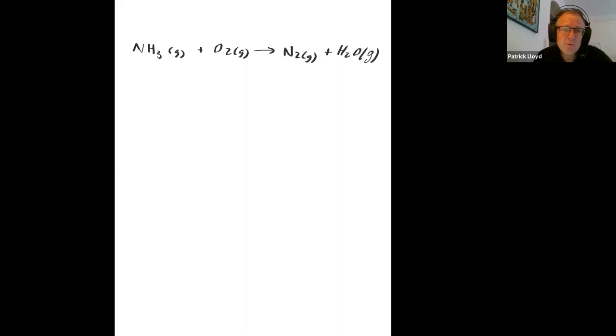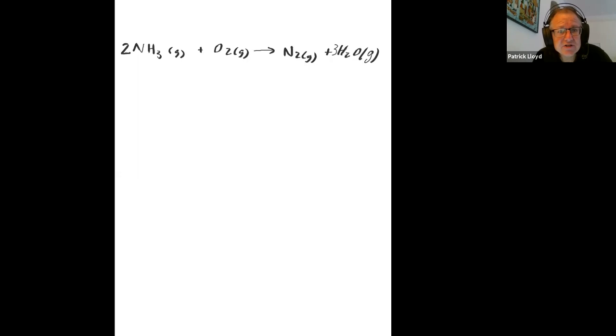Again, before you do any calculations with an equation, make sure you balance it. So what are we going to start off with? It looks like we have 2 nitrogens on the right side and only 1 on the left. So I guess we could put a 2 here, and that'll give us 2 nitrogens. By doing that, you also now have 6 hydrogens on the left, right? 2 times 3 is 6 hydrogens.